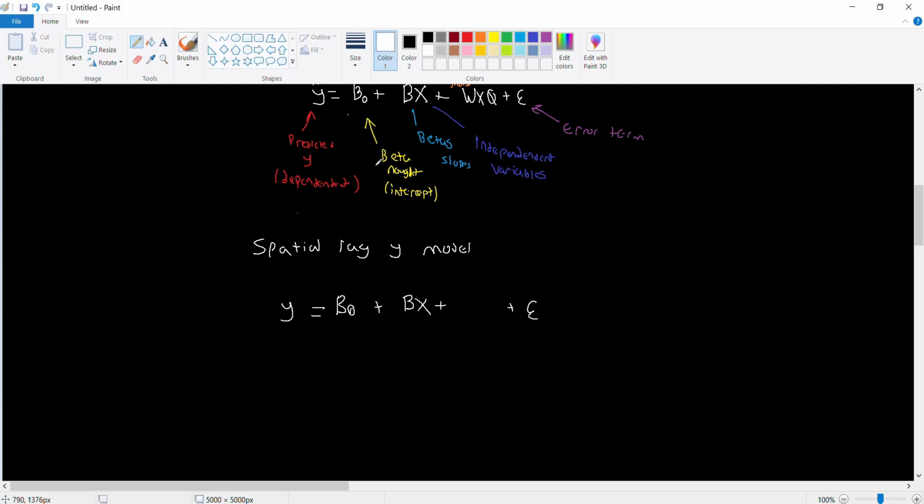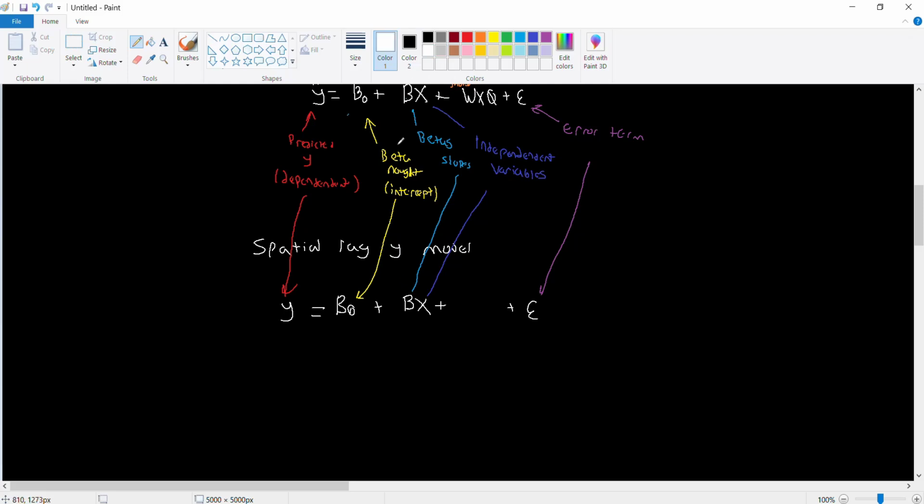So rather than redrawing all of these things, I'm just going to draw some lines here. Because again, this is the error term. We have our independent values. We have our beta slopes, which relate the independent variables to our dependent variable. We have our beta naught, which is the slope, or sorry, which is the intercept, which is what happens when all of our independent variables are 0. And then we finally have this predicted y. Okay.